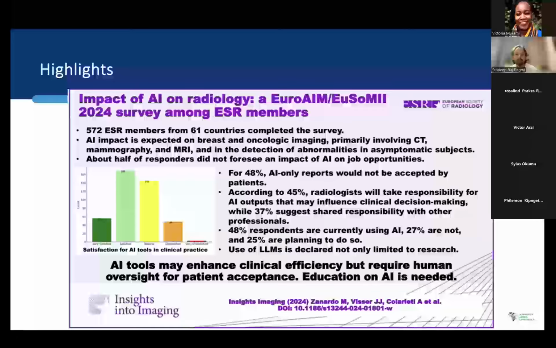So definitely the use of LLMs is not only limited to research. AI tools will enhance clinical efficiency, but require human oversight for patient acceptance. So education on AI is quite needed. This is the highlight of their survey in 2024.